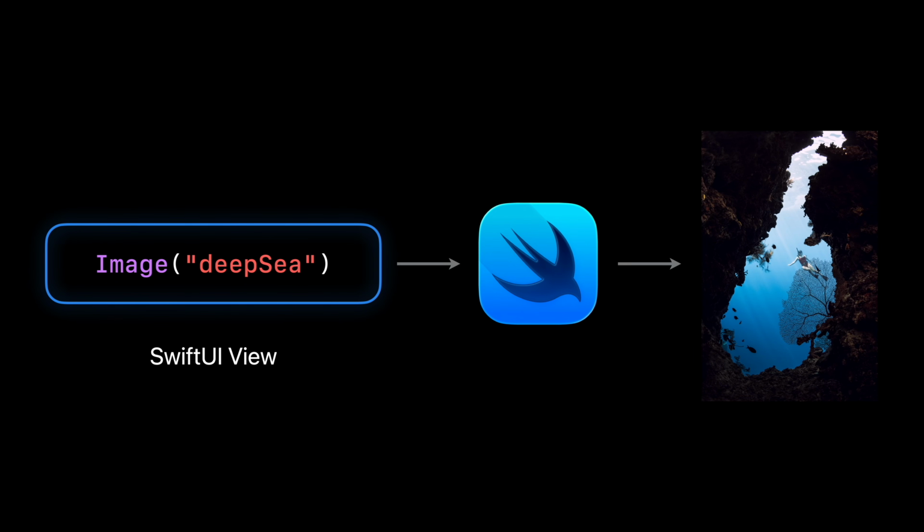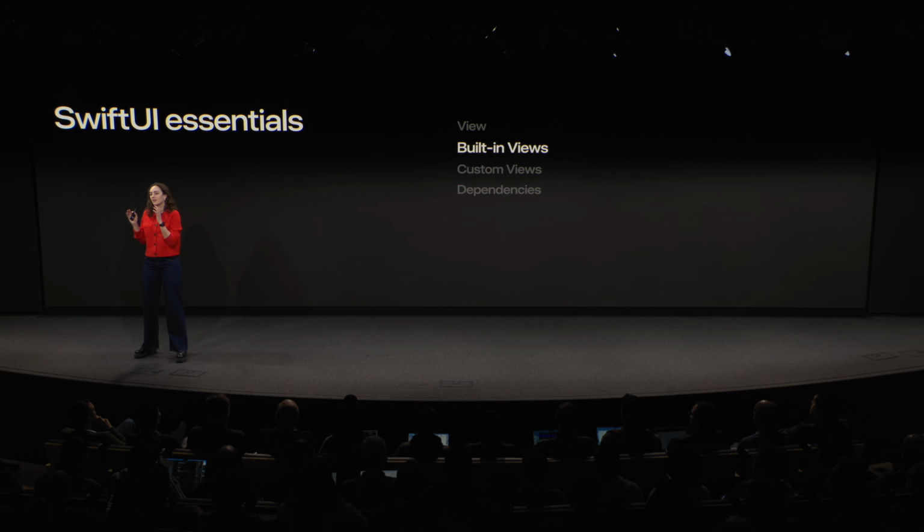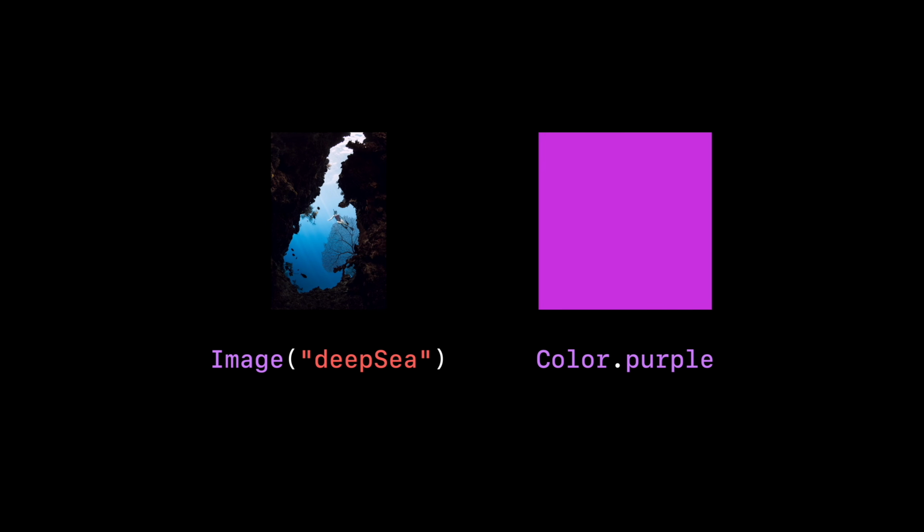All SwiftUI views are descriptions that are written with code. This is true whether they're built-in views or custom views that you write yourself. Image is an example of a built-in SwiftUI view. Views are the building blocks of every app, and the built-in views are a great way to get started. There are many built-in views in SwiftUI, and each one's name describes what it produces. For instance, similar to how image visualizes an image, color is a view that fills the entire frame with a particular color, like purple.